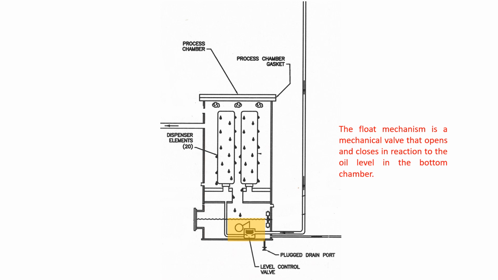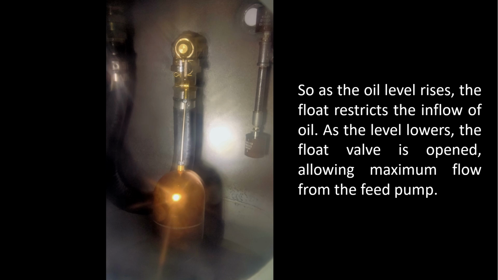The float mechanism is a mechanical valve that opens and closes in reaction to the oil level in the bottom chamber. So as the oil level rises, the float restricts the inflow of oil. As the level lowers, the float valve is opened, allowing maximum flow from the feed pump.